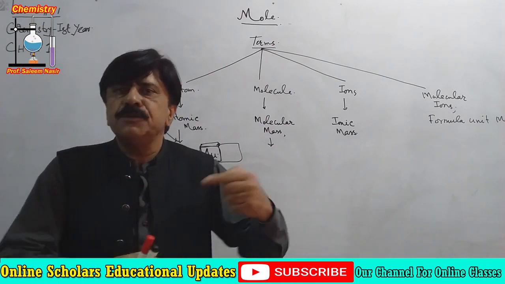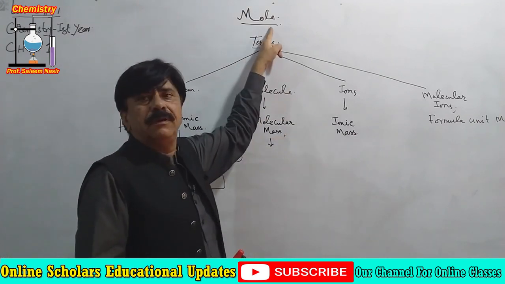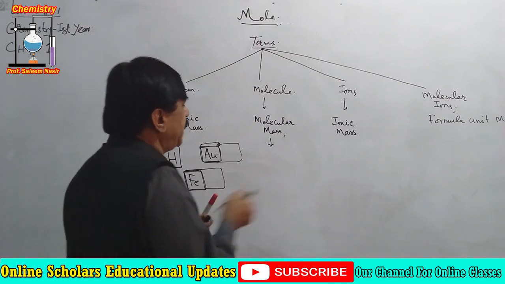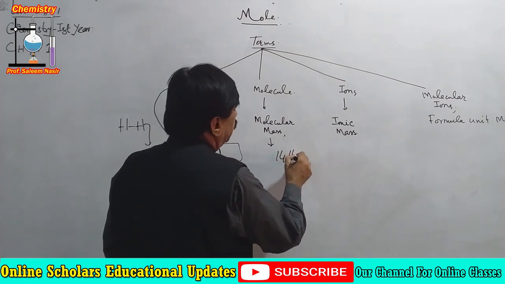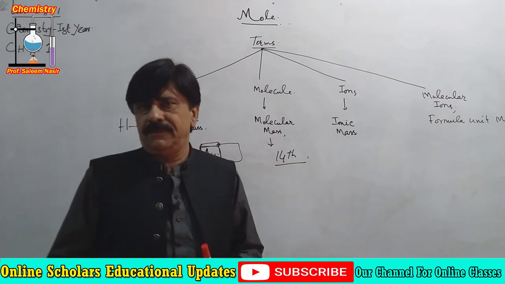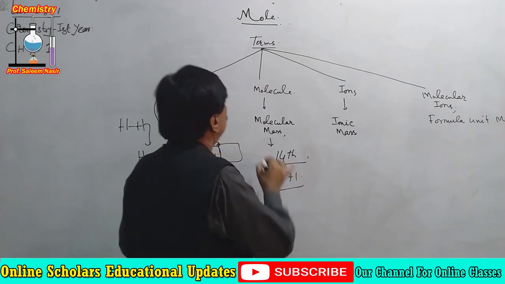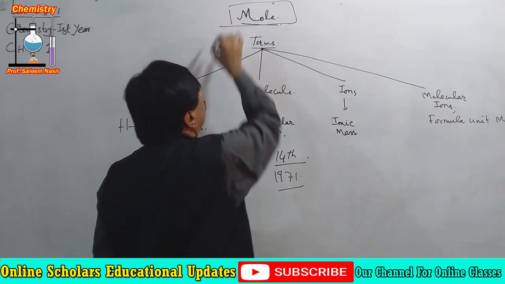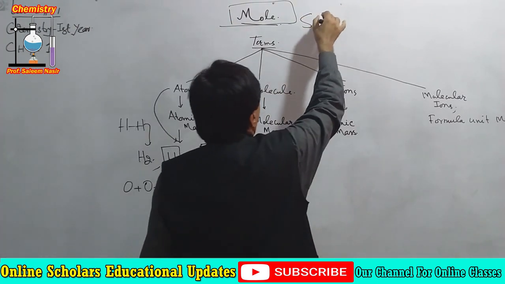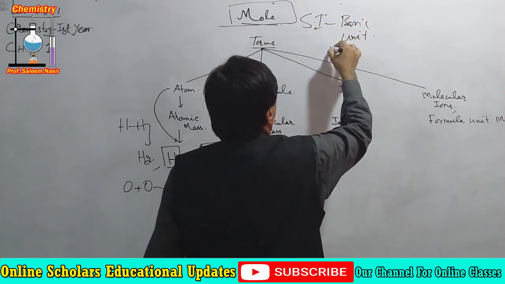And that secret unit of the chemist in their mind was the mole. So, in the 14th General Conference of Weights and Measures in 1971, the mole was accepted as a basic SI unit for measurement.